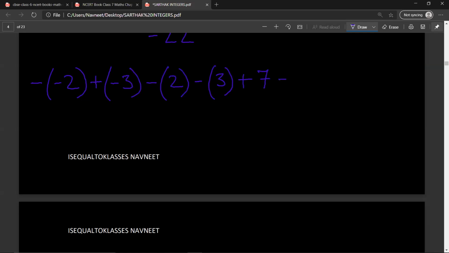Let's take another example. So the rules are simple. If there is a negative outside, the sign of the number inside changes. And if there is a positive outside, then the sign of the number inside doesn't change. It is very simple if you understand this basic rule.